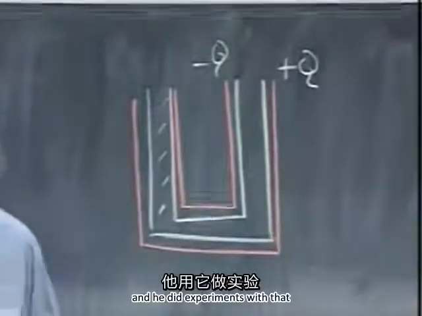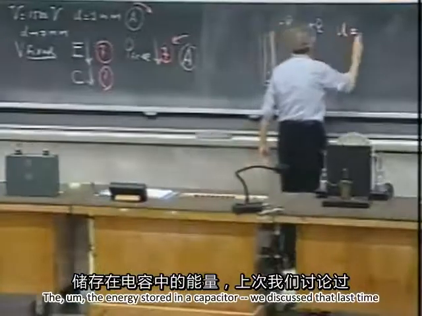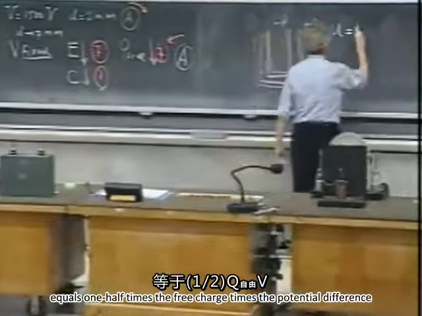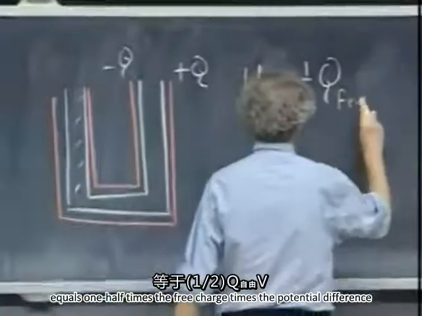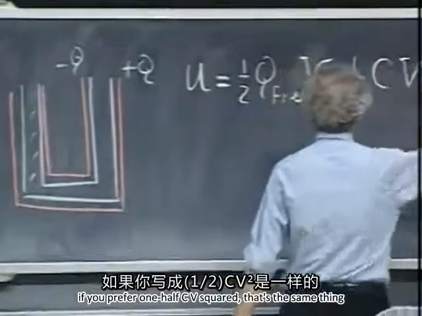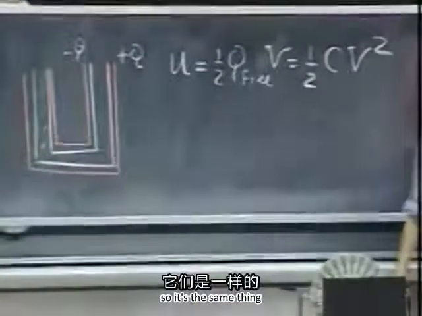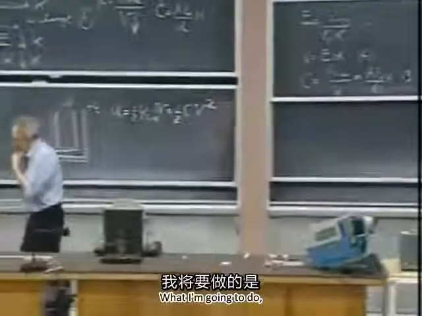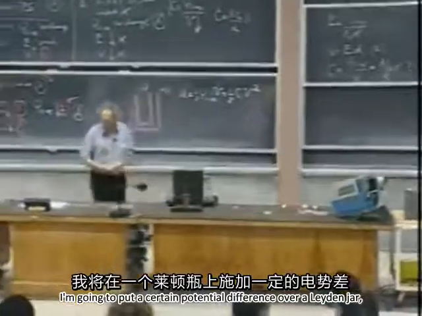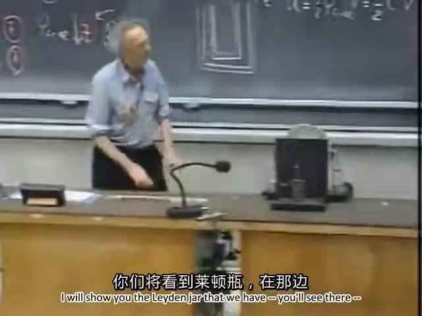And he did experiments with that. The energy stored in a capacitor, we discussed that last time, equals 1/2 times the free charge times the potential difference. If you prefer 1/2 CV squared, that's the same thing. I have no problem with that, because C is Q free divided by V, so it's the same thing. What I'm going to do is put a certain potential difference over a Leyden jar. I will show you the Leyden jar that we have. You see it there.